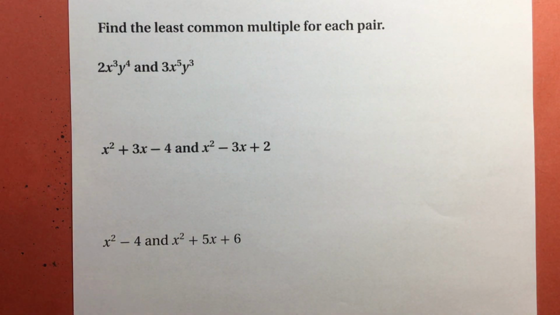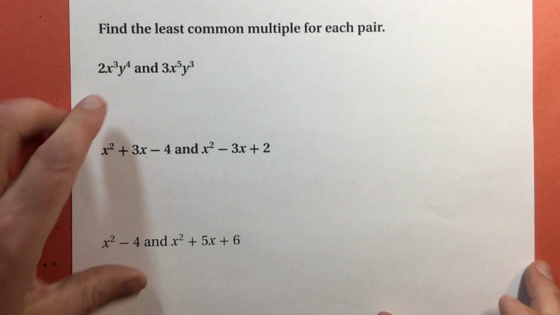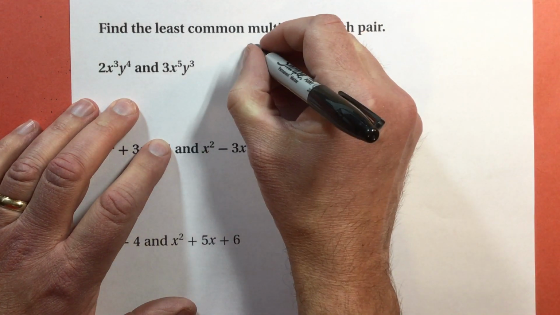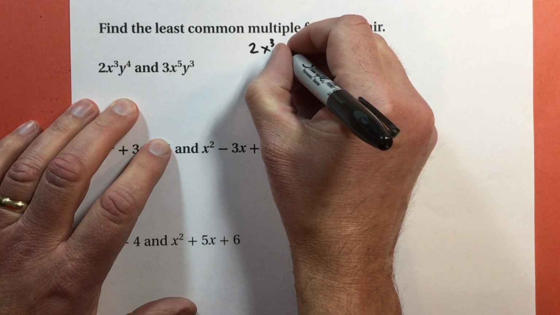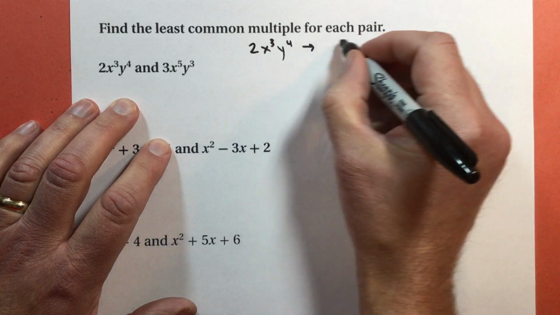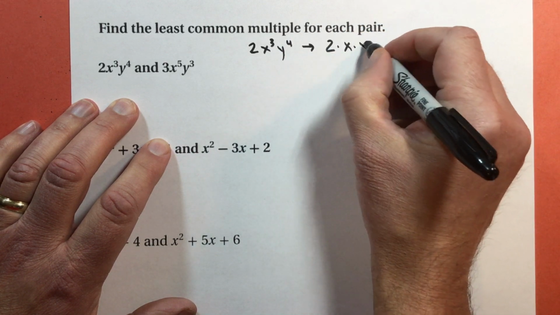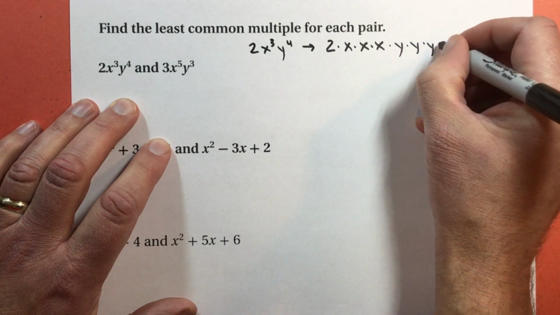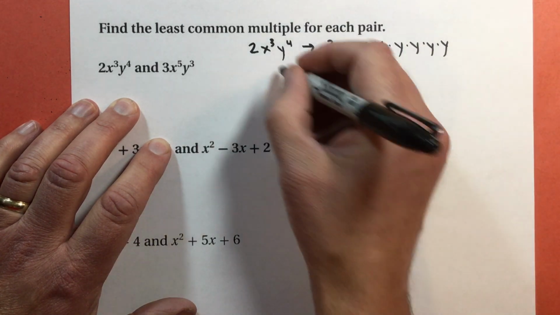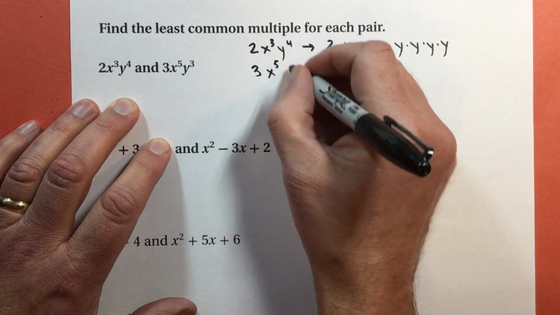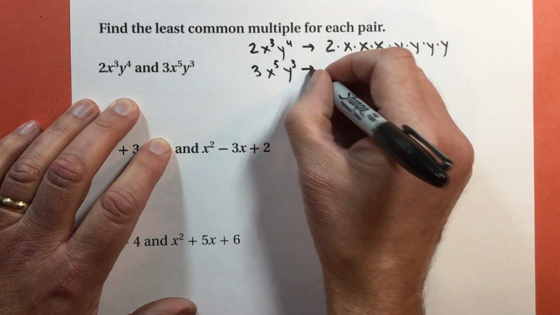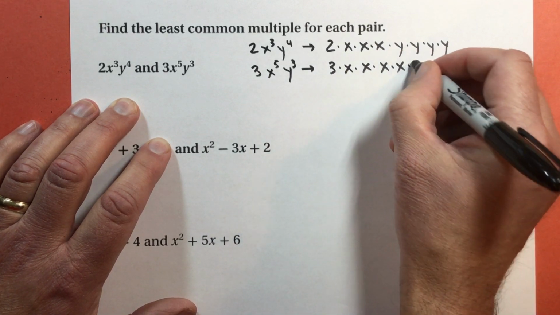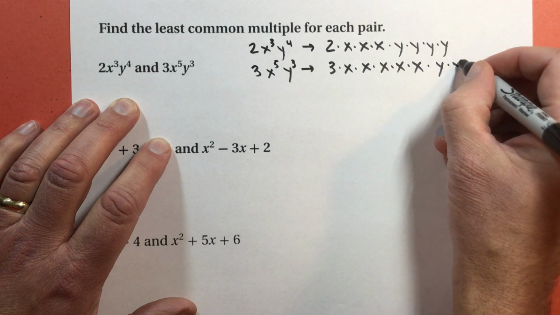I'm going to expand by factoring what I have with these monomials. So 2x cubed y to the 4th is going to be 2 times x times x times x, 1, 2, 3, x cubed, times y times y times y times y. And 3x to the 5th y to the 3rd is going to be 3 times x times x times x times x times x, times y times y times y.